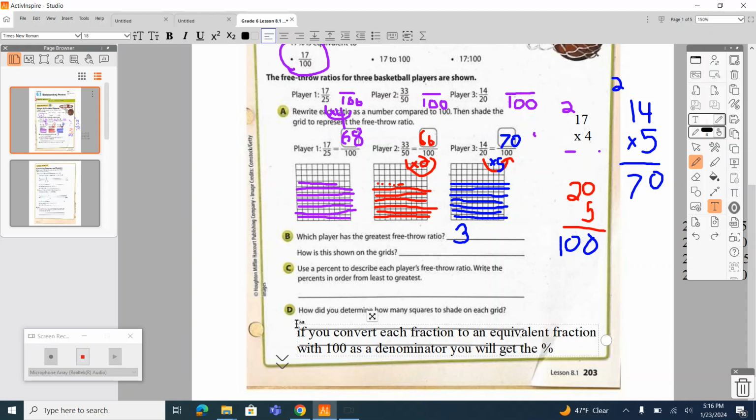Okay? So 17 out of 25 is equivalent to 68 over 100. That's 68%. 33 over 50 is equivalent to 66 over 100. That's 66%. 14 over 20 is equivalent to 70 over 100. That's 70%.